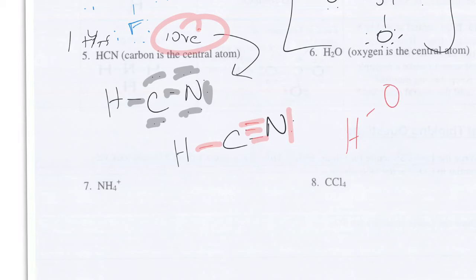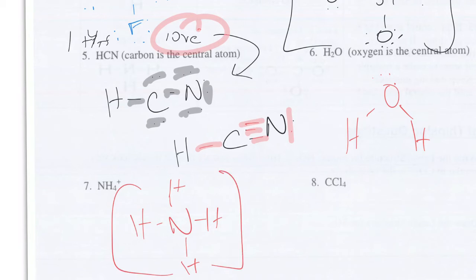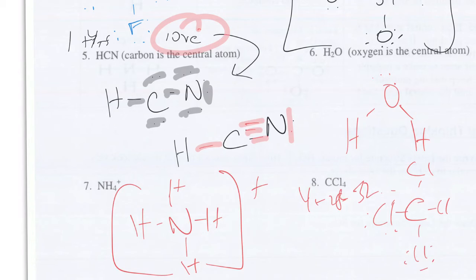H2O, we talked about this one before. NH4 plus, got 8 valence electrons to go with. And CCl4 is 4 plus 28 is 32. And put in all the dots, that's 8, 16, 24, 32.